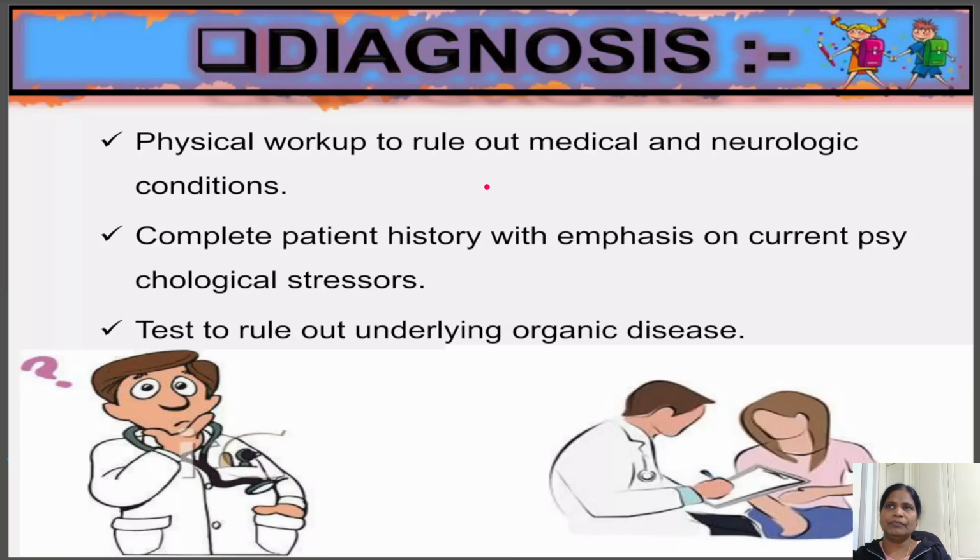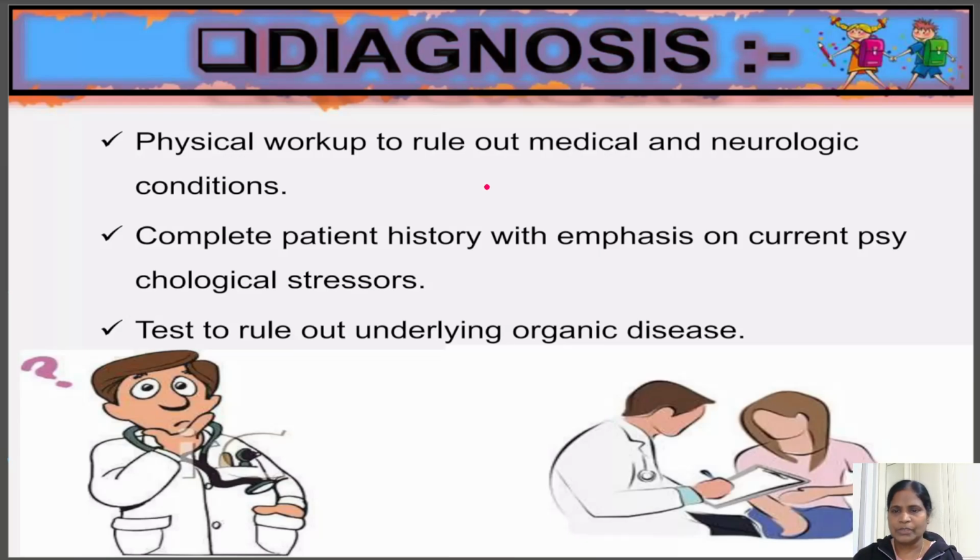So these are different types of somatoform disorders. The first one we said is somatization disorder, next one is hypochondriasis, next one is somatoform autonomic dysfunction disorders, then we have persistent pain disorder. I hope you got the difference between all these conditions.